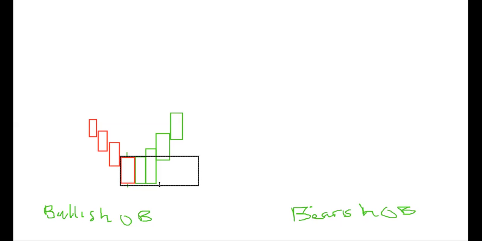Now, if you take the lower wick with it and say, okay, this is my strategy, this is how I want to be drawing my order block, fine, it's cool, no problem. If you take the higher wick too, and you say, this is how I want to draw it, no problem.